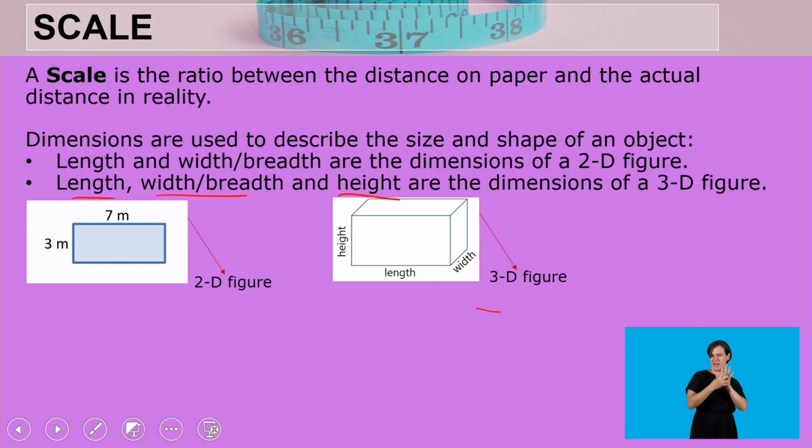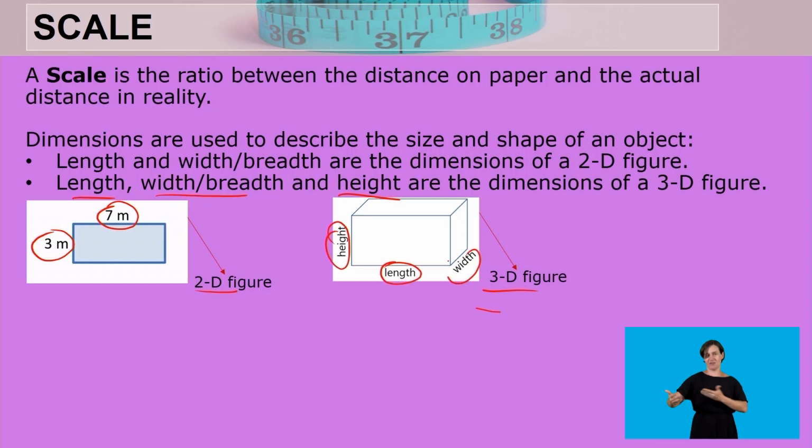This is an example of the dimensions with the two different figures. In a two-dimensional figure, we'll only have the length and the width or breadth. And then in a three-dimensional figure, we'll have the height, the length, and the width as well.